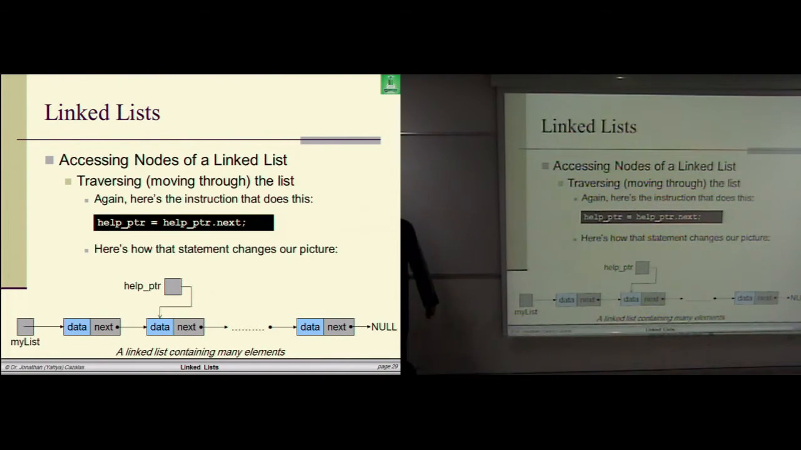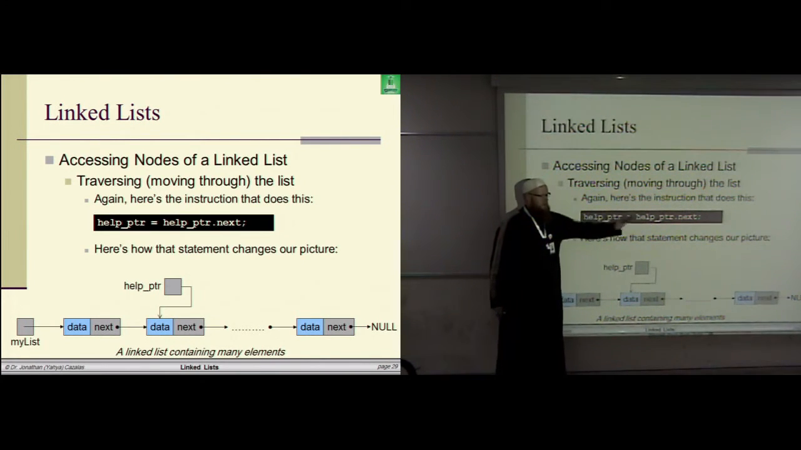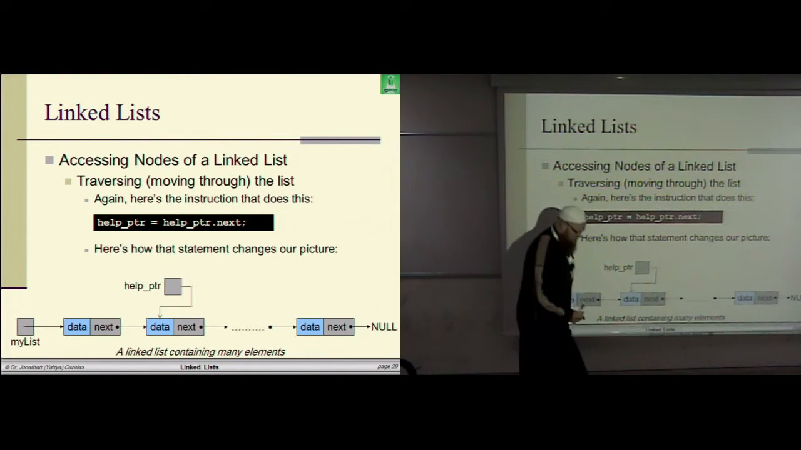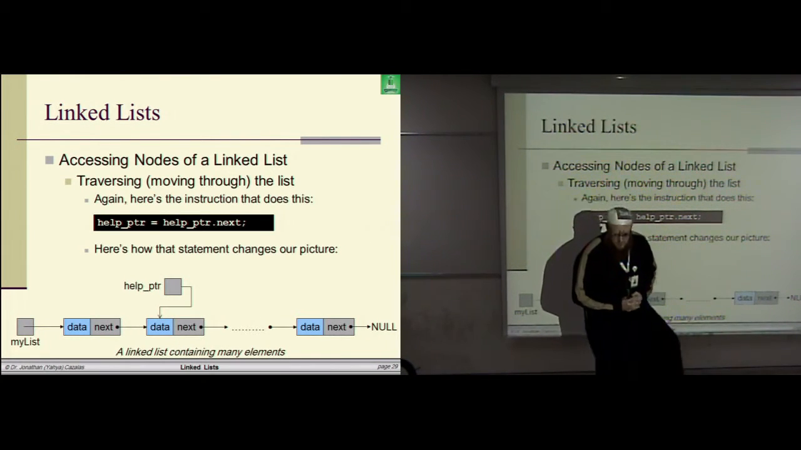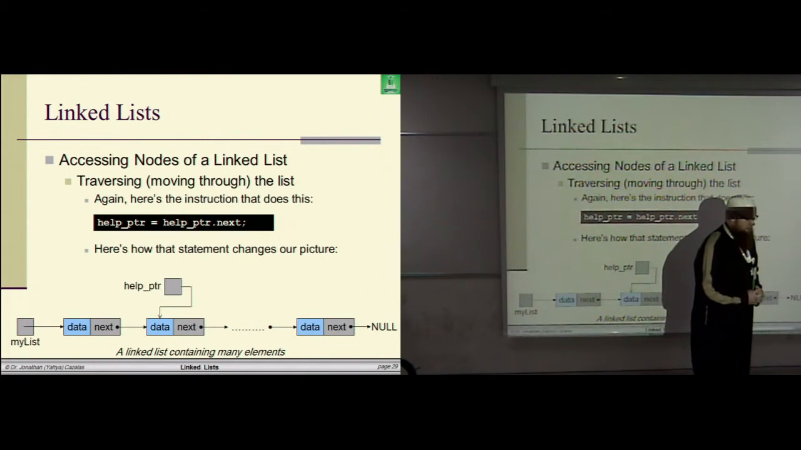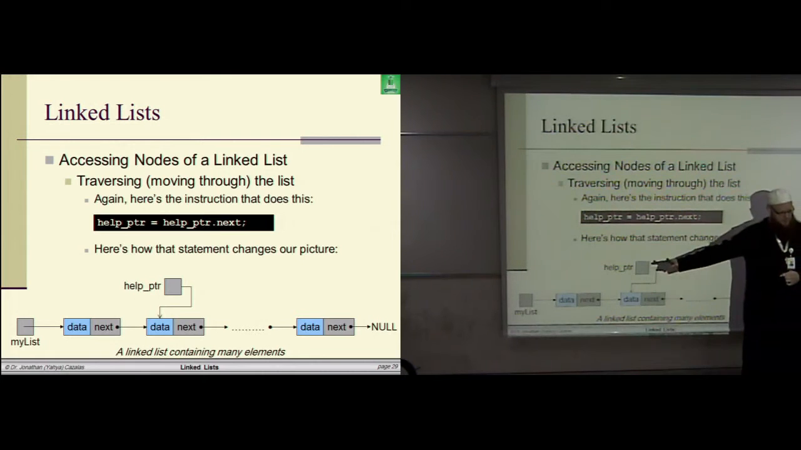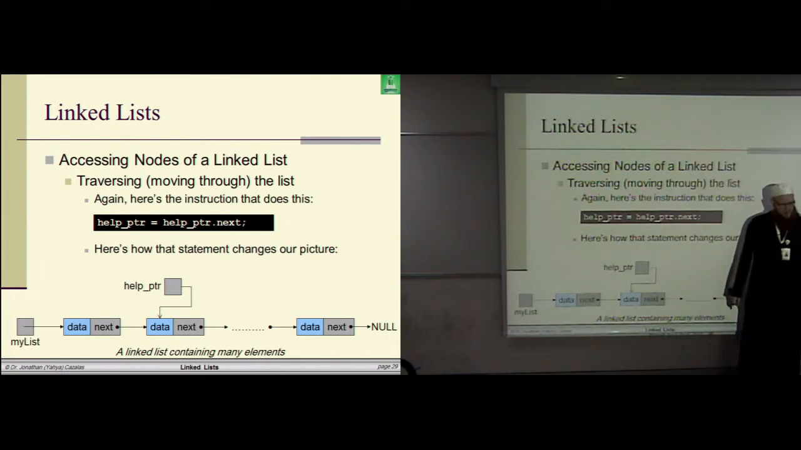Who follows? This one line, help pointer equals help pointer dot next. Everybody should be able to tell me what this line does. What does it do? It traverses one step down the list. If you do it again, what does it do? One step down the list. Again, one step down the list. This one line. Every time you do it, it will traverse one step down the list.